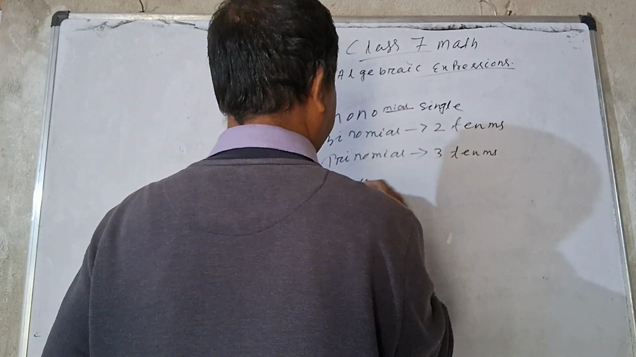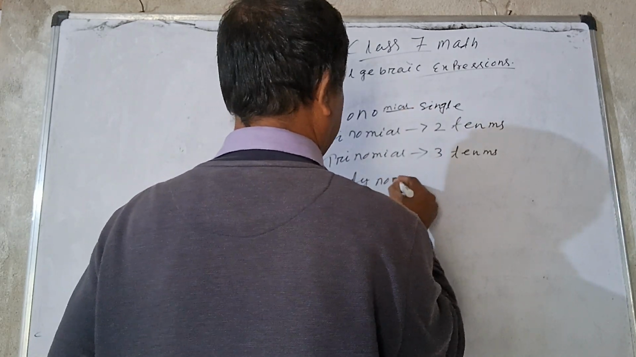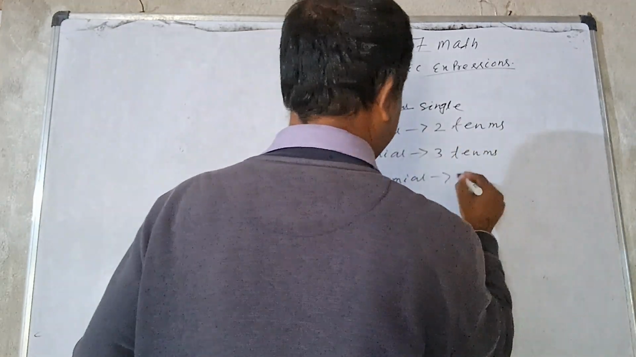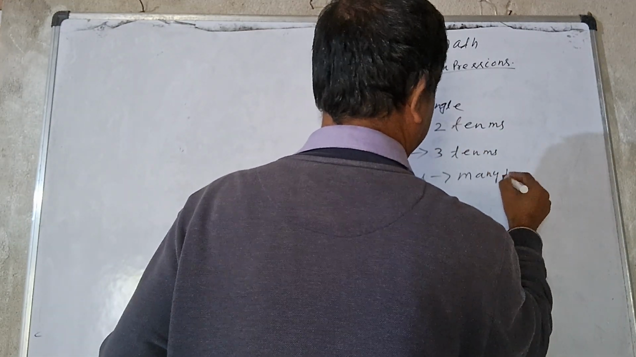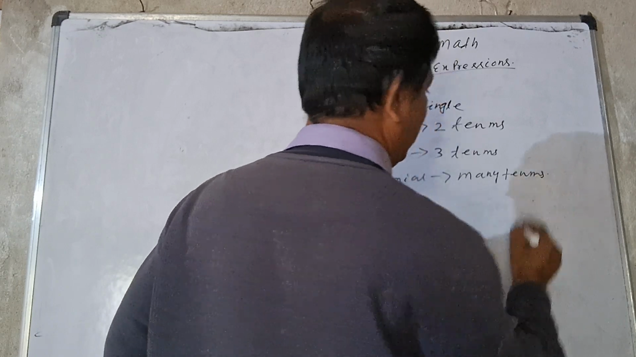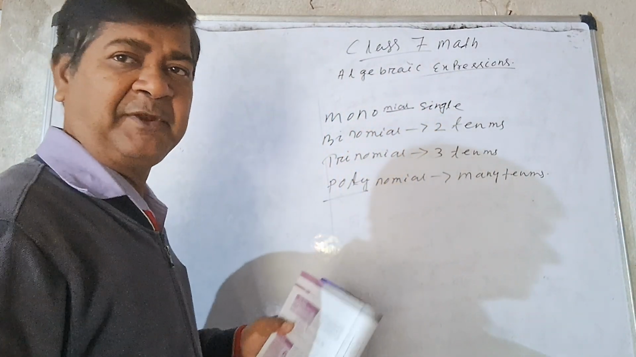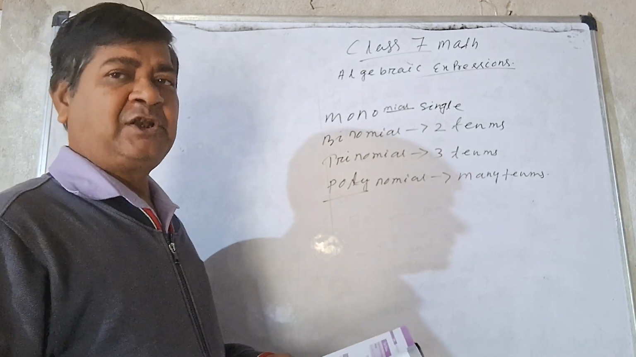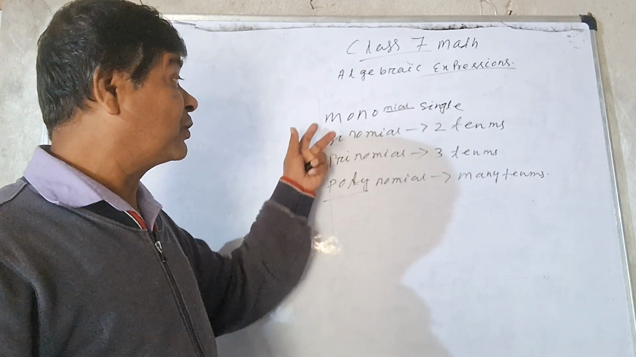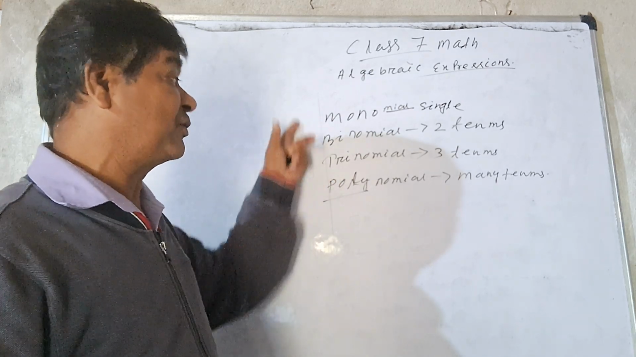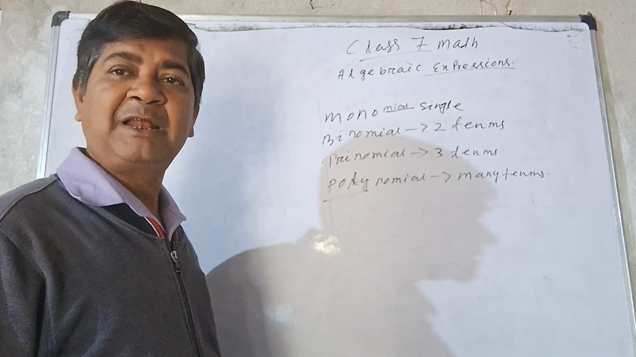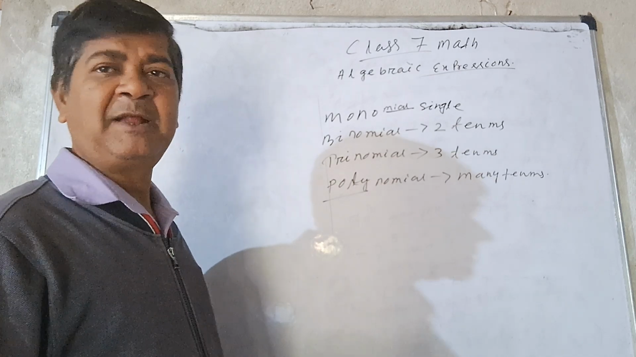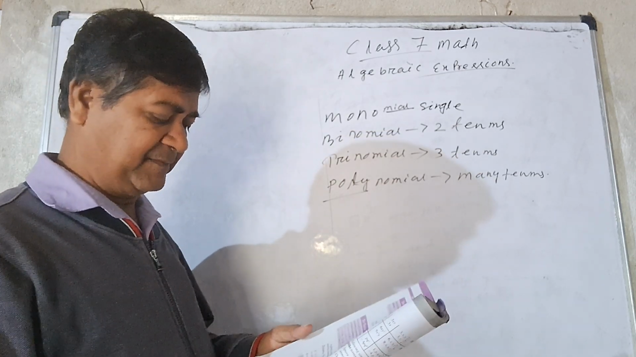Polynomial: poly means many. A polynomial is an algebraic expression having many terms, but monomial, binomial and trinomial all belong to the polynomial family.